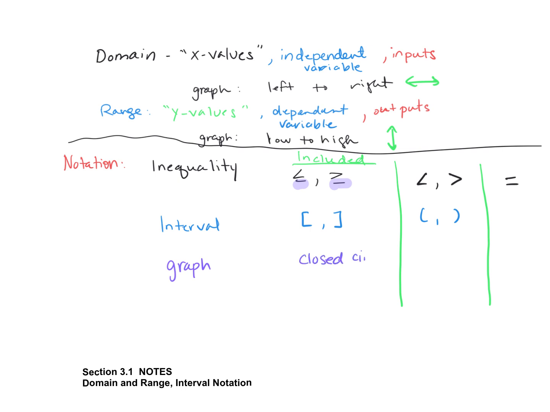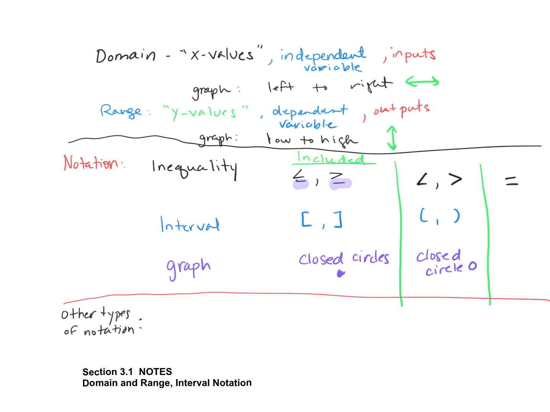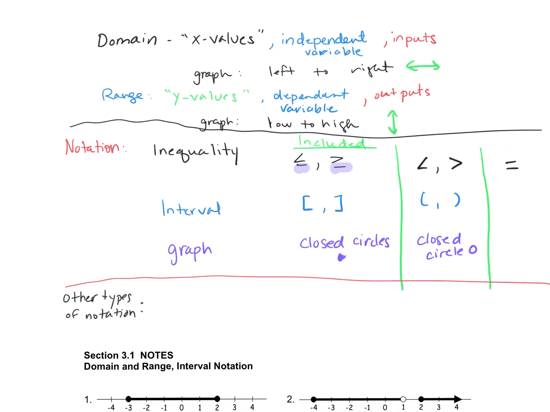This helps us to determine how to write the two above. And then on the other way, it would be a closed circle if it's not included. So you can determine, do I write parentheses, do I write brackets, and so forth. So I'm going to do just a couple of other types of notation.